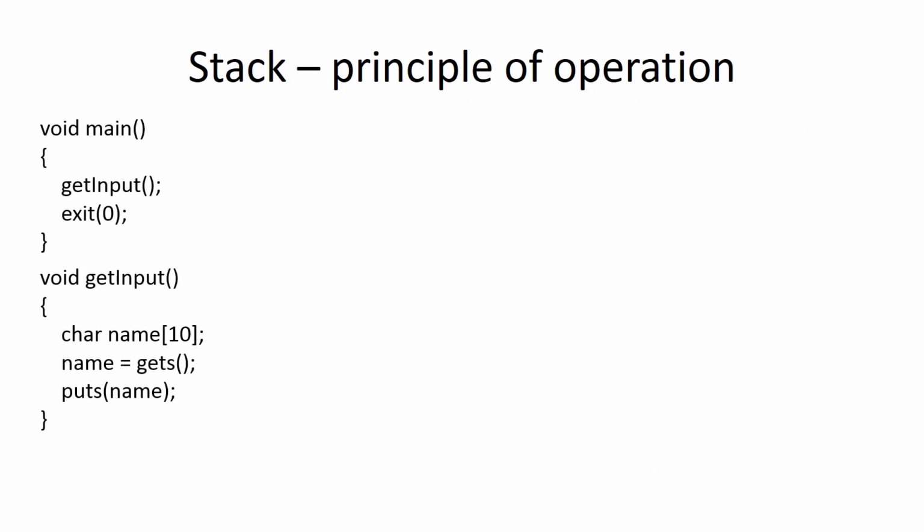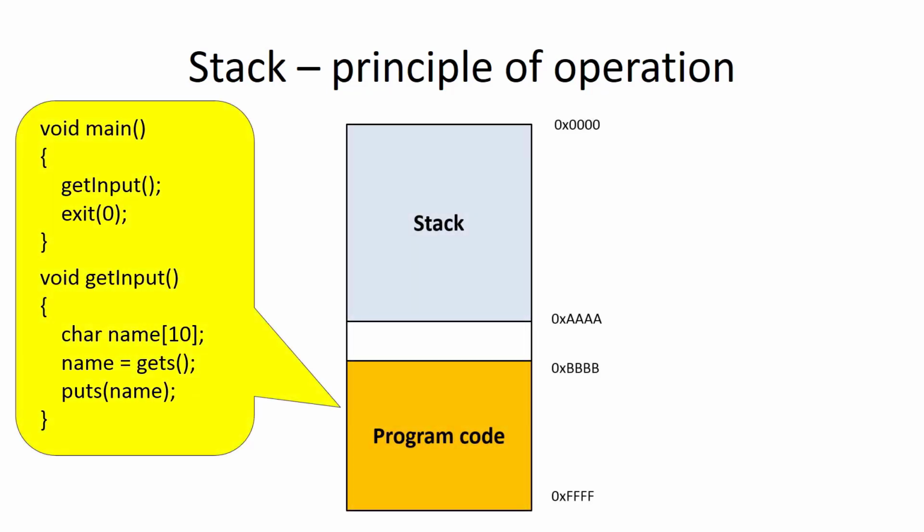Let's imagine that we have the following program code. It consists of 2 functions, main and getInput. getInput is called from main. In getInput we define the variable name and reserve 10 bytes in memory to keep the value of the given variable. Then, with the function gets, we ask the user to enter a value, which is then assigned to the variable name. Program code, or just the set of instructions, is stored in a separate memory space.